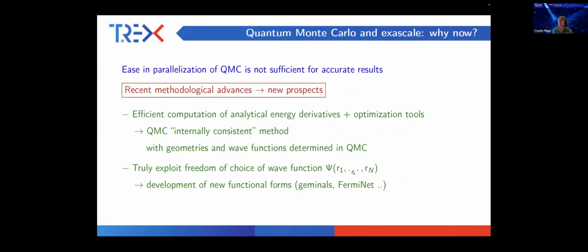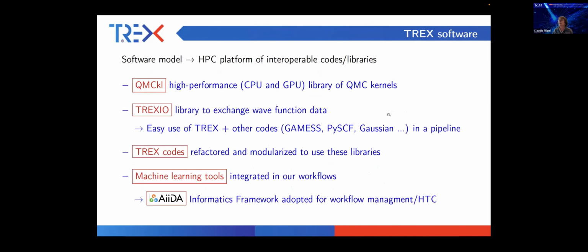And also there's a lot of progress in working on the expression of the many-body wave function, for instance, Geminals in TurboRVB, but also combining neural networks with quantum Monte Carlo, as you might find in the literature. So now within TREX, what we decided to do was to create a platform of codes and libraries. So we said, QMCkl, which covers various relevant QMC kernels, and it will also have a high performance version, which can handle CPU and GPU.